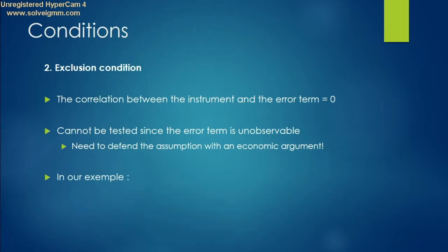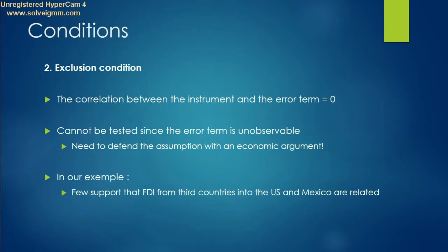He gave some arguments to defend the fact that foreign participation in US industries cannot be endogenous, like the fact that FDI from third countries into the US and Mexico are pretty related, and the fact that the amount of Mexican outward FDI to the US is quite small. Because it satisfies both conditions, we can conclude that this instrument can be considered as valid.